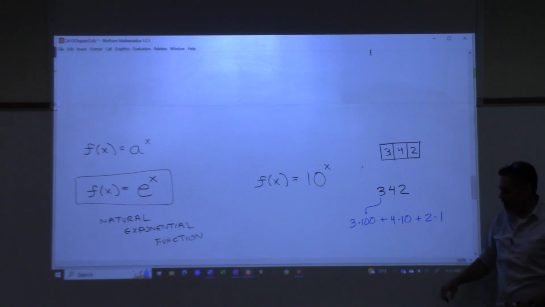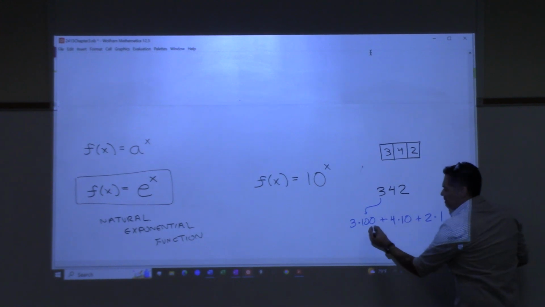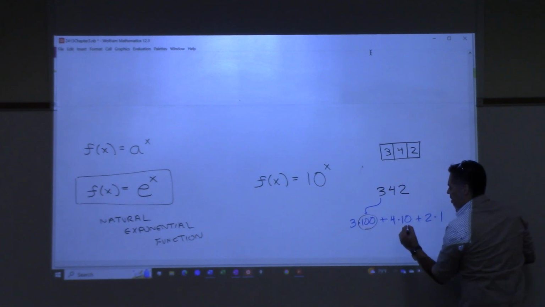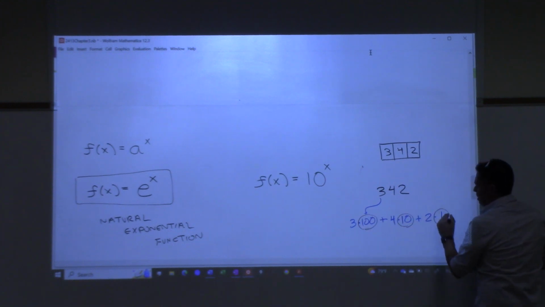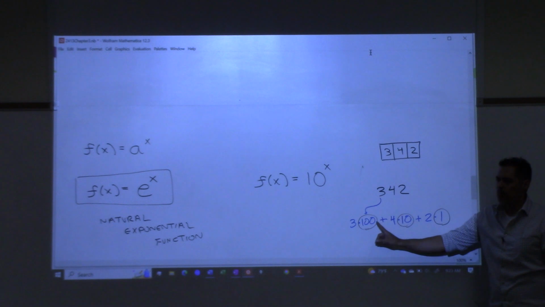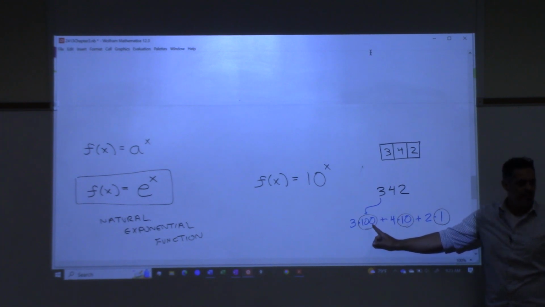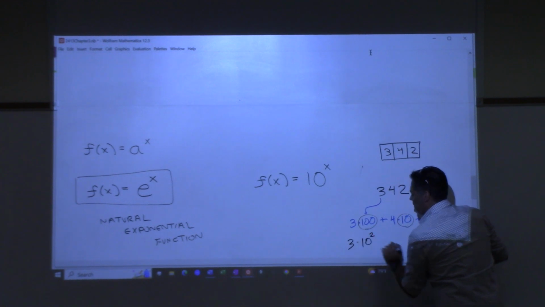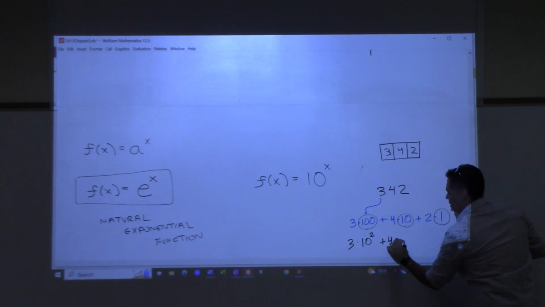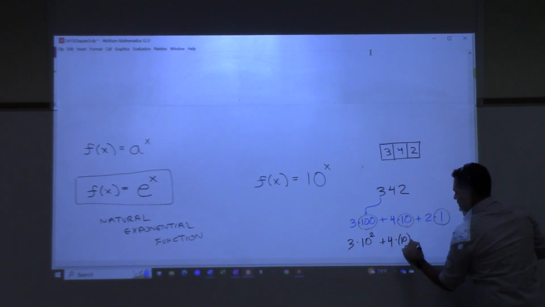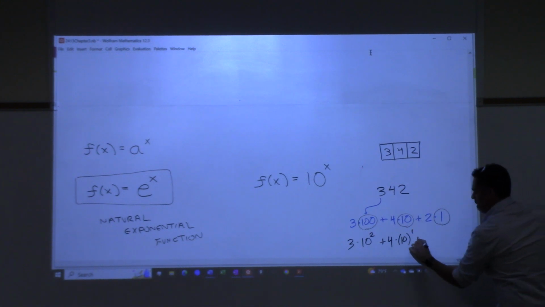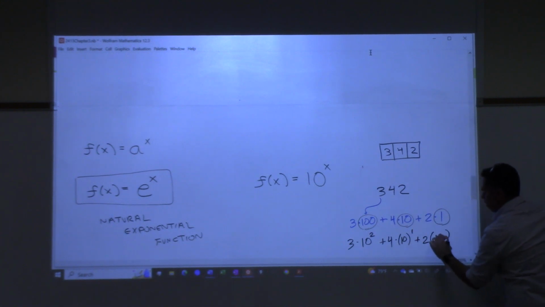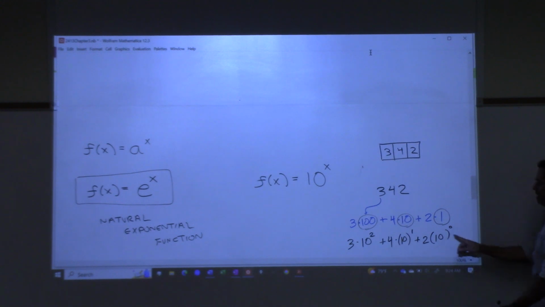Okay, one more thing I want to point out. Every one of those numbers is a power of 10. Isn't this first one 10 squared? And the next one is 10 to what power? 1, and then plus 2, and this is 10 to what power? 0. 10 to the 0 is 1.